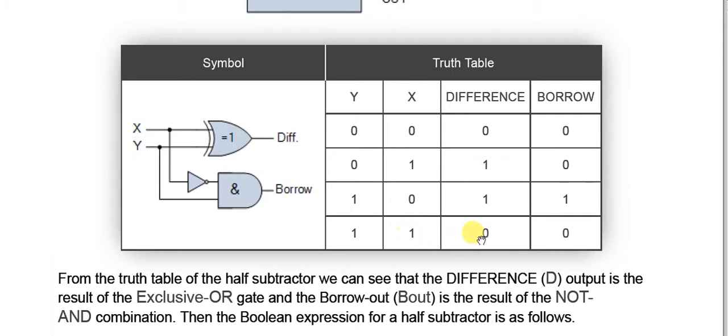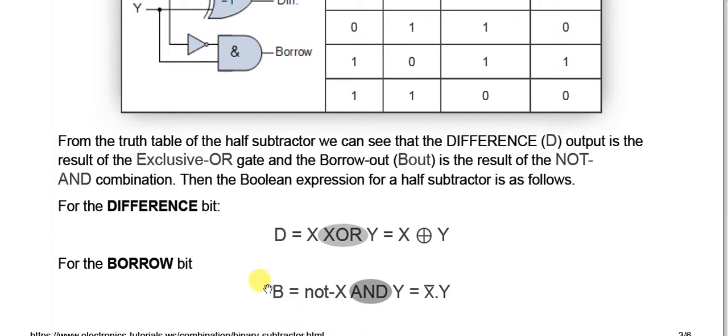If you put these in the logical expressions, you will get the same results. Here the difference is X exclusive OR Y, and the borrow is X bar Y, meaning X is complemented, and Y.